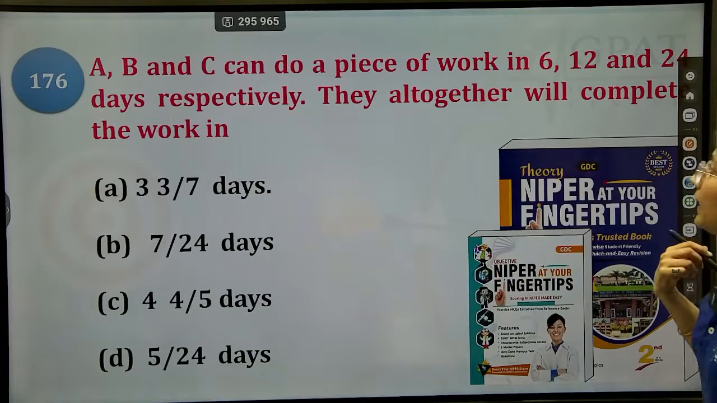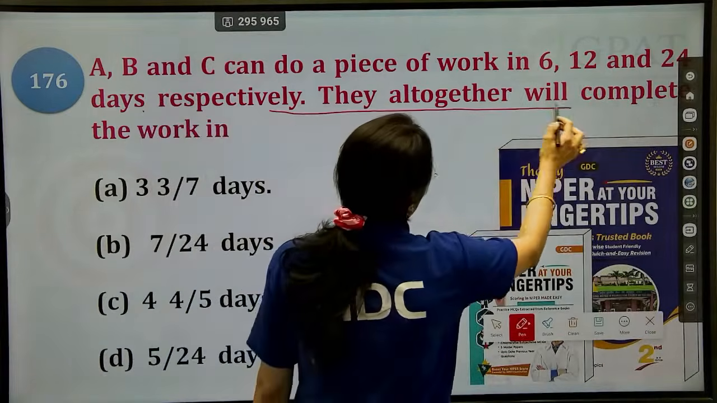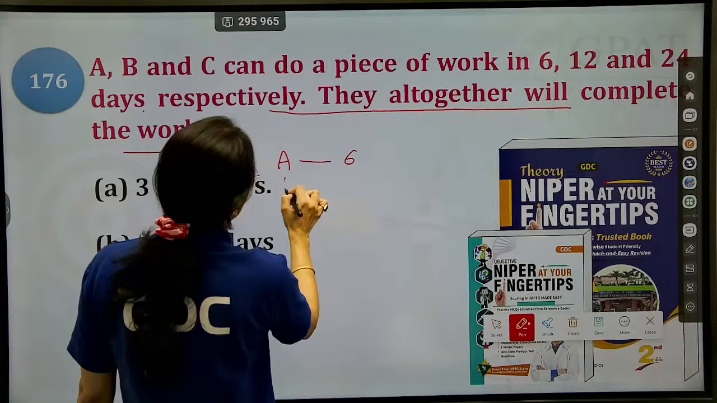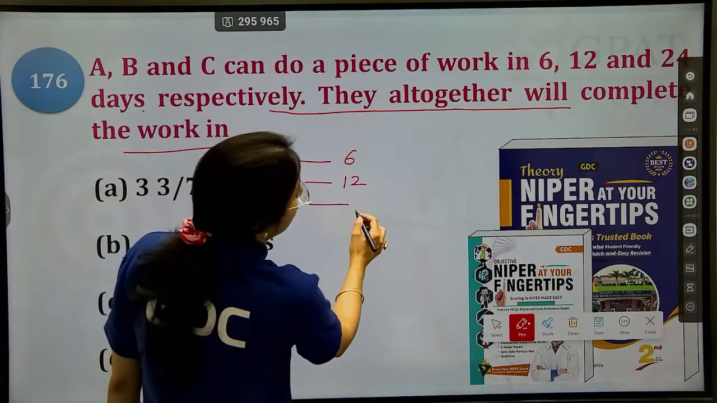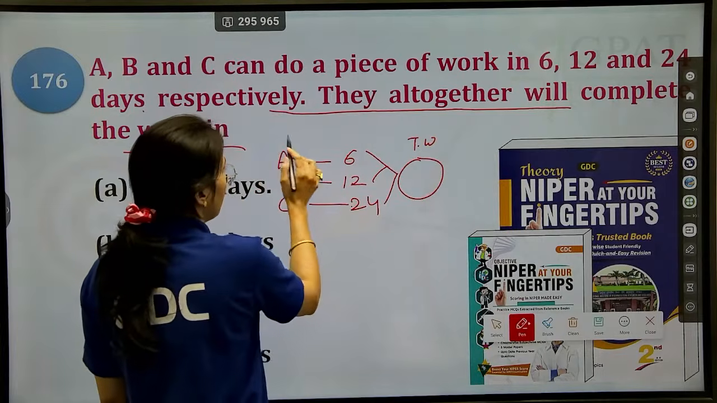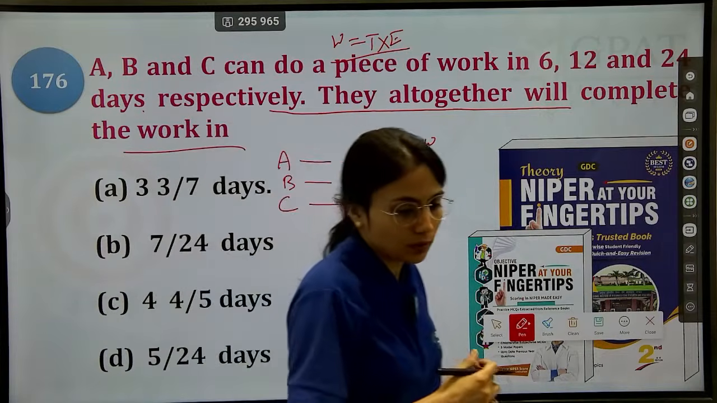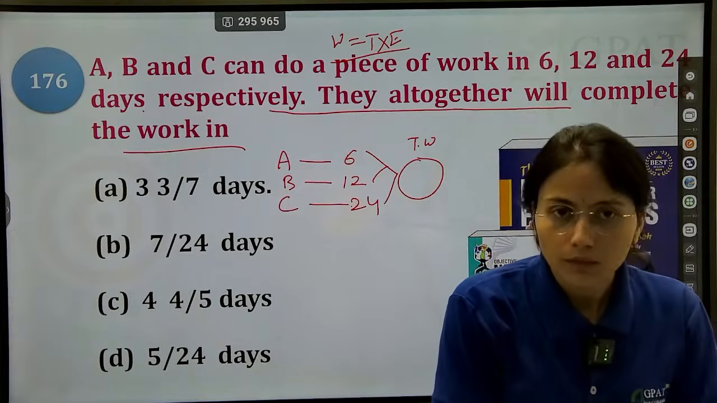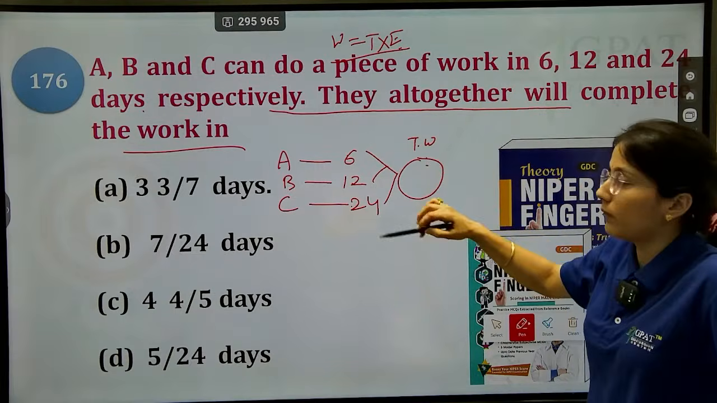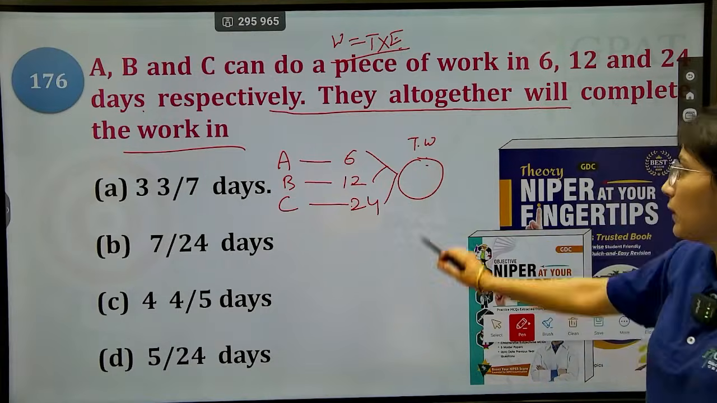A, B, C can do a piece of work in 6, 12 and 24 days respectively. They all together will complete the work in how many days? A will do in 6, B in 12 days and C in 24 days. So first you will find the total work. Work is equal to time into efficiency. You take the LCM of 6, 12, 24 and you will get your total work.